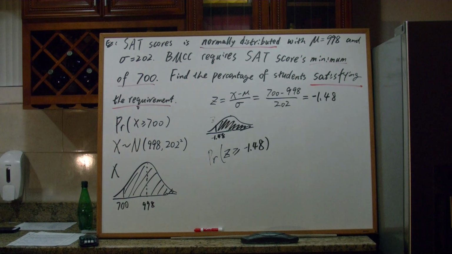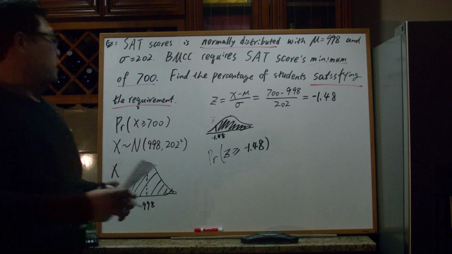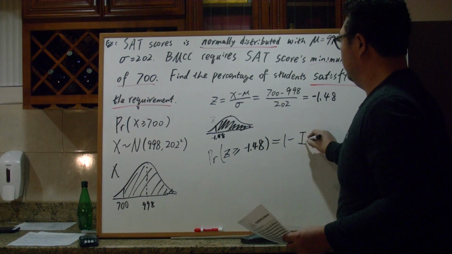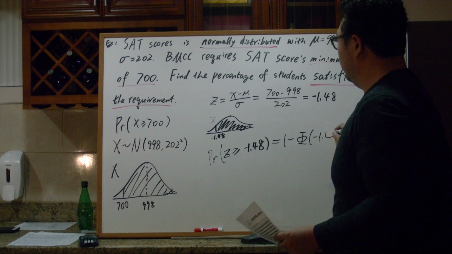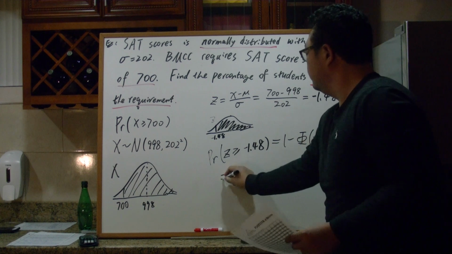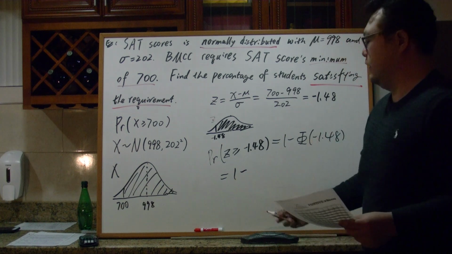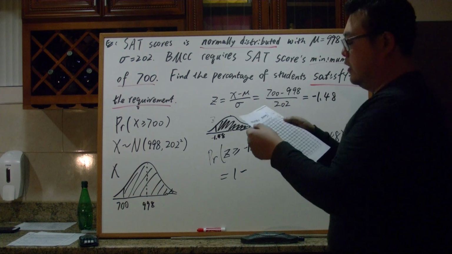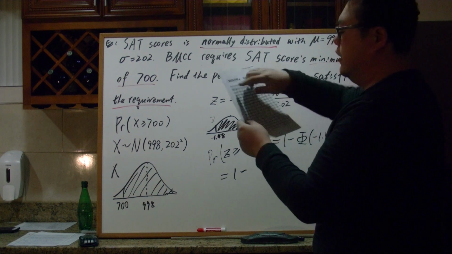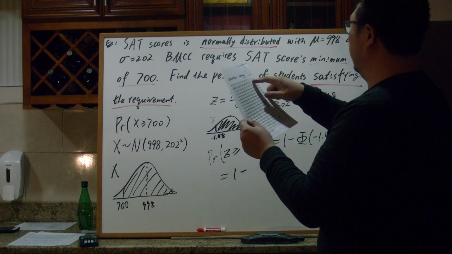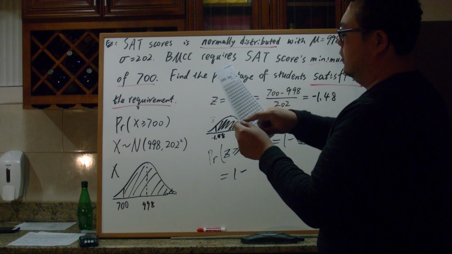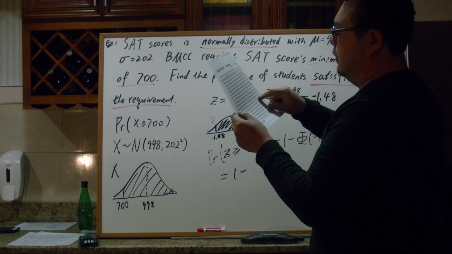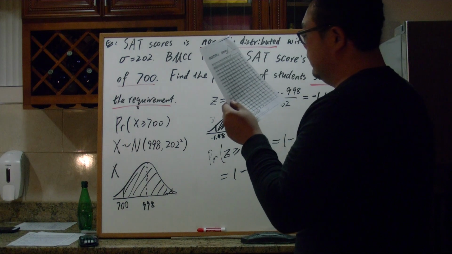This probability will be 1 minus the phi value of negative 1.48. This is negative, so we go to the negative side of the z-score table. We go down to negative 1.4 in the column and go right to find 0.08 on the row. The intersection value is what they're looking for, the phi of negative 1.48. That's 0.0694.